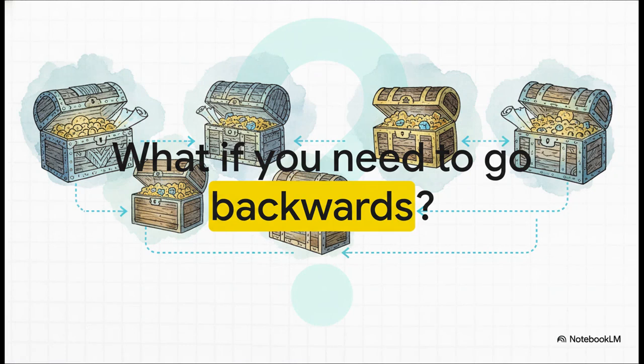Let's go back to that can't go backwards problem, because it's a big one. Imagine you're deep in the treasure hunt, you've just found a chest, and you realize you dropped something at the previous chest. What do you do? With our simple one-way maps, you're totally stuck. You'd literally have to go all the way back to the start and follow all the clues again just to find the spot you were just at.